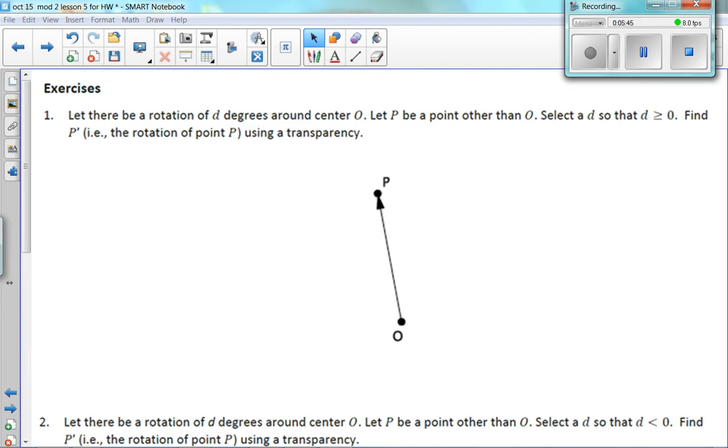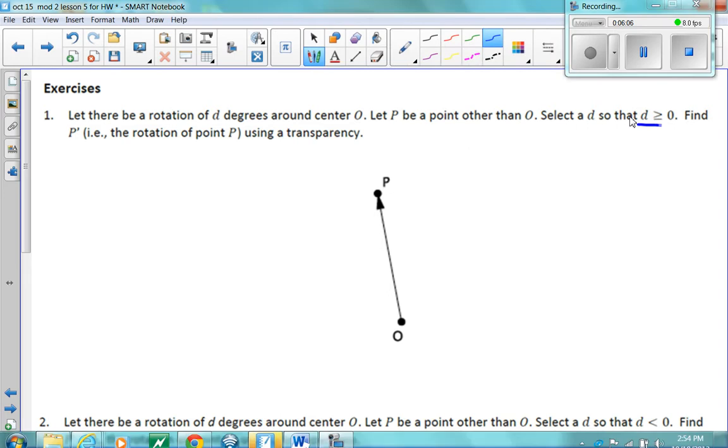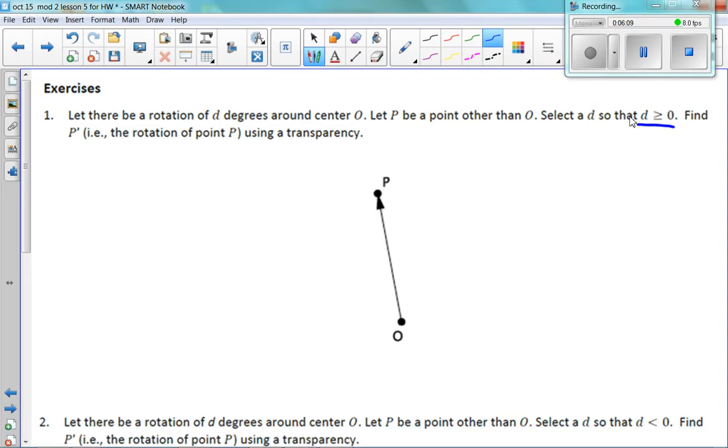Exercise 1 on page S18 says let there be a rotation of d degrees around center O. Let P be a point other than O. Select a d so that d is greater than or equal to 0. Find P prime, or the rotation of point P, the image of P, using your transparency. So since d has to be greater than 0, we're moving in a counterclockwise direction. So we're moving to the left.